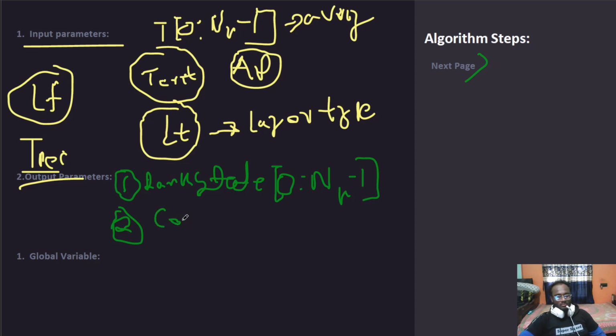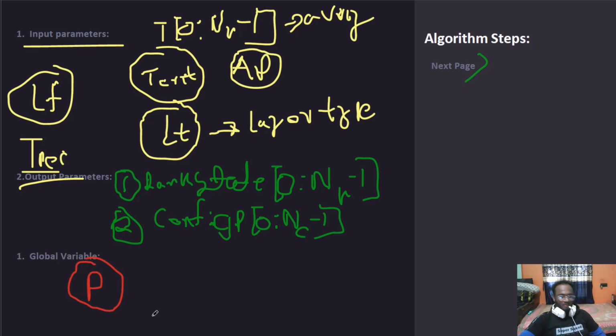The second and final output parameter is config P, ranging from 0 to NC minus 1. These are the core prefetch settings for the current execution, how aggressively memory should be prefetched based on the layer type, temperature, or layer footprint. So these are the two output parameters, and there is one global variable present, which we denote by P.